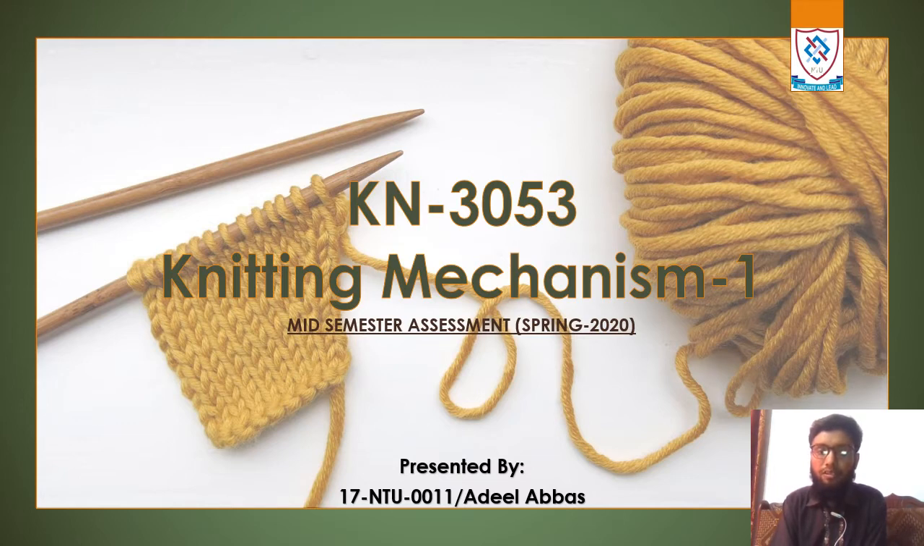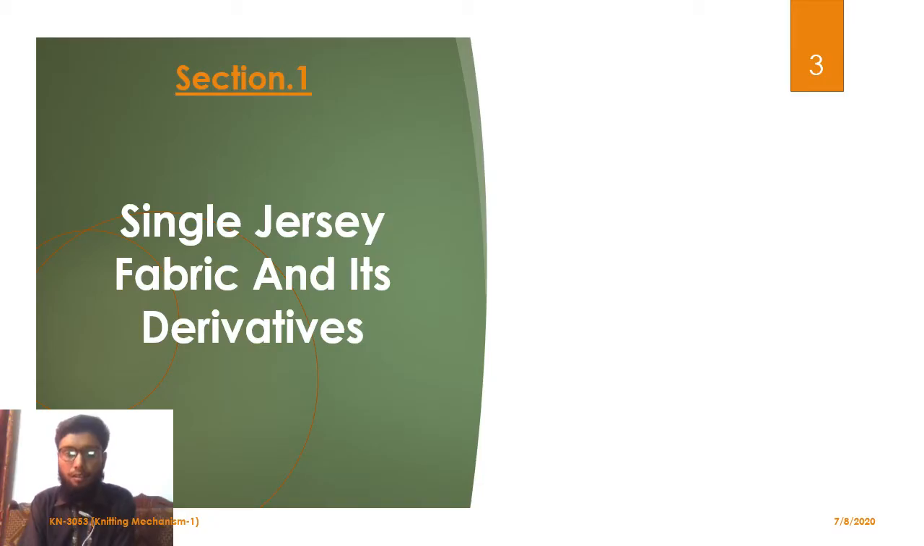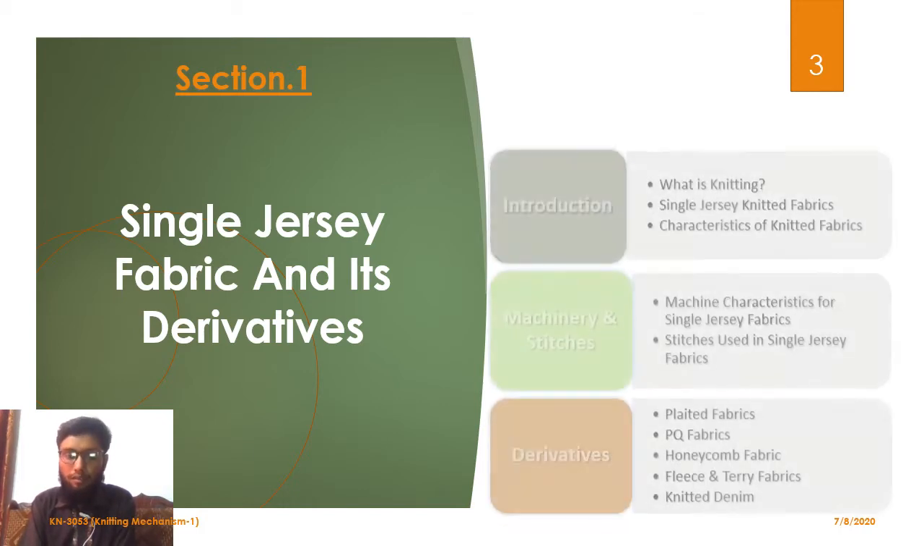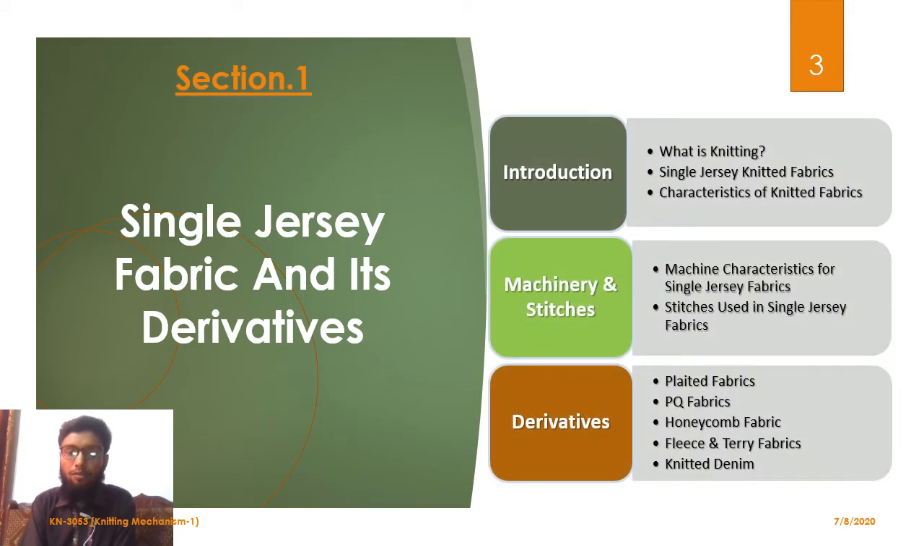Today I am here to present my mid-semester assessment of Knitting Mechanism 1. The presentation has been divided into two sections. The first one is single jersey fabric and its derivatives. Here are the contents. We will first discuss the introduction, then machinery and stitches, and at the end derivatives.